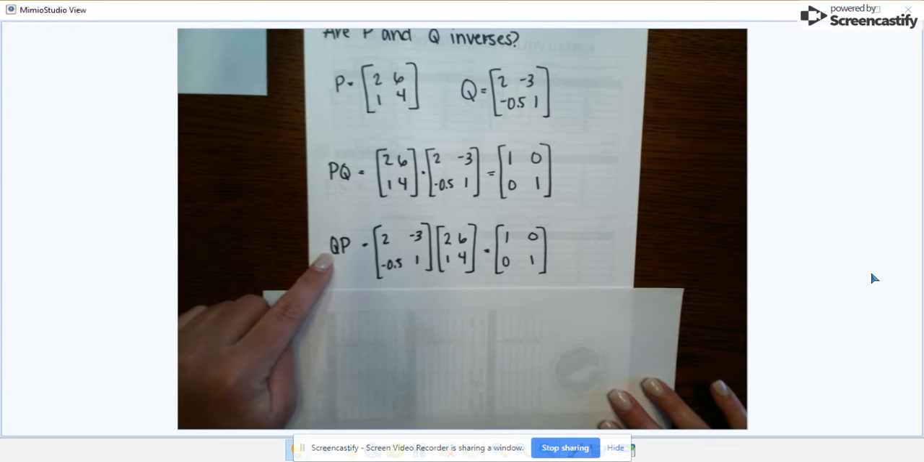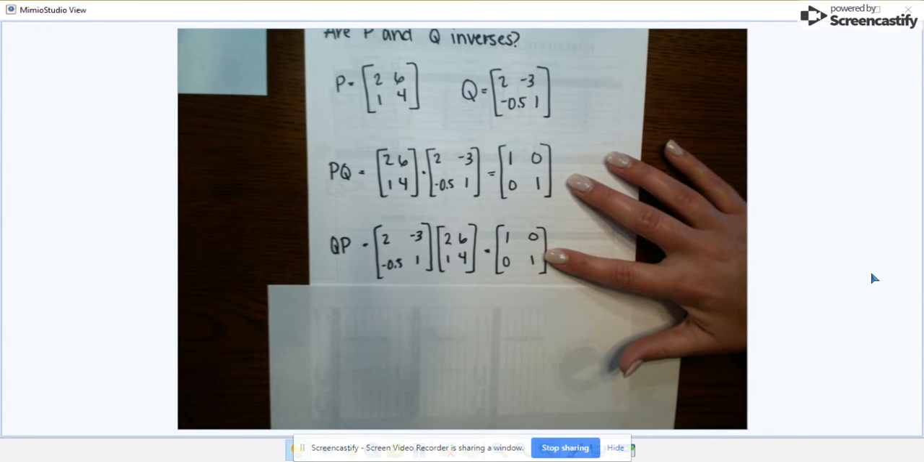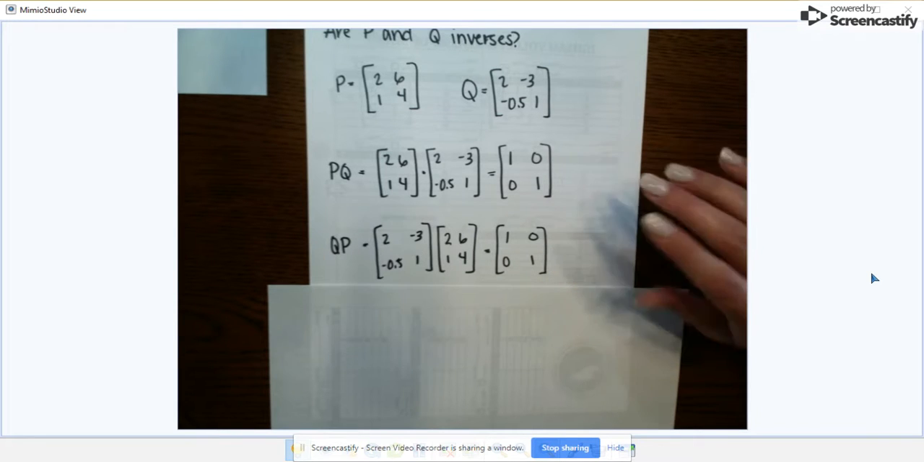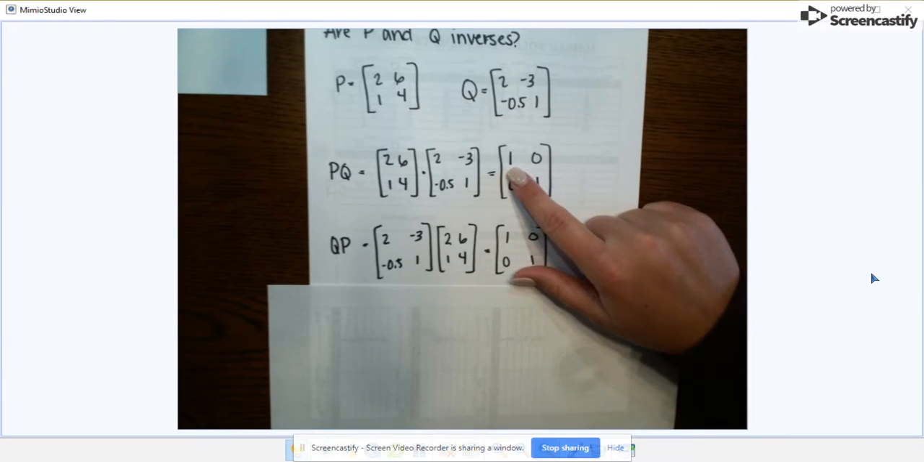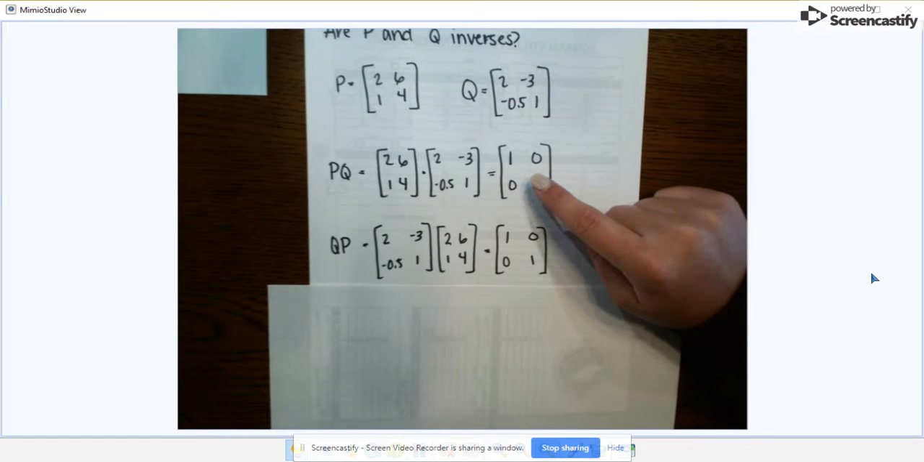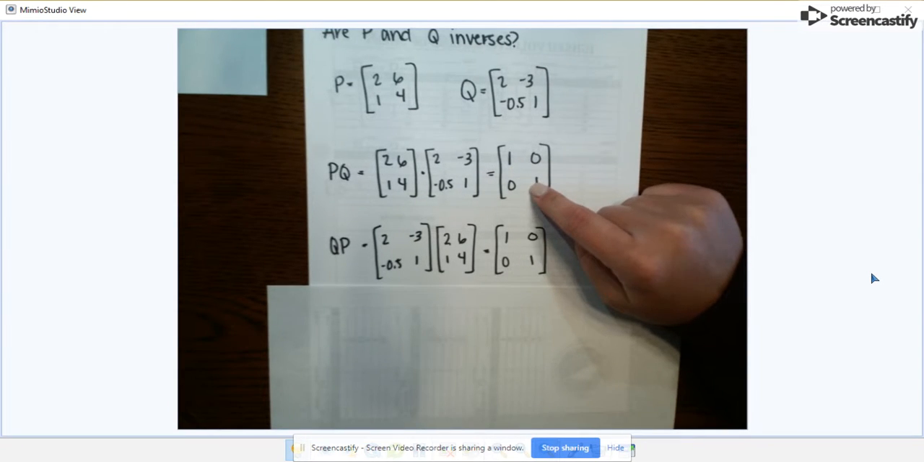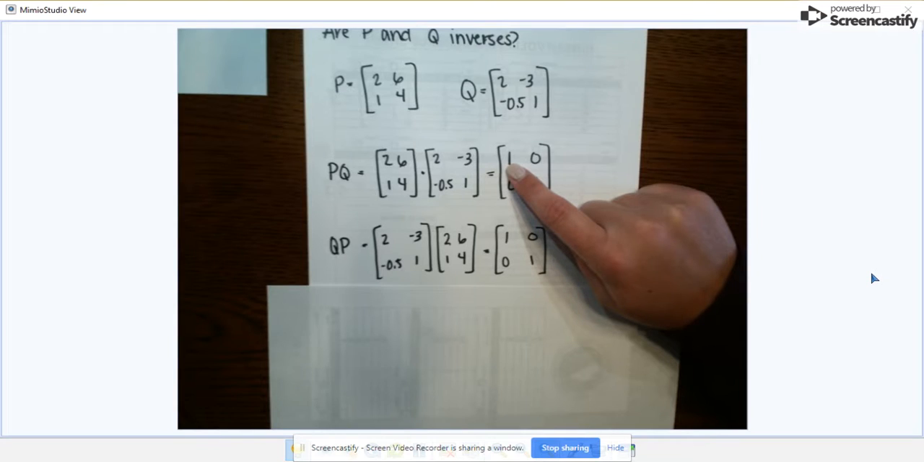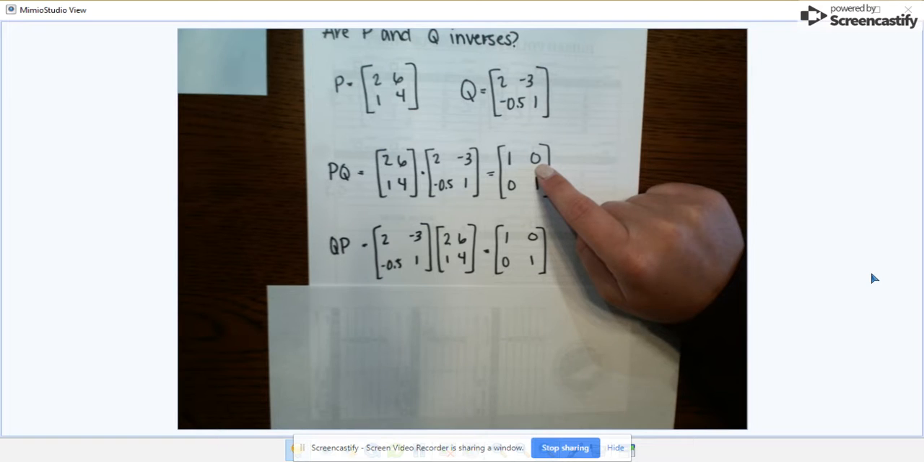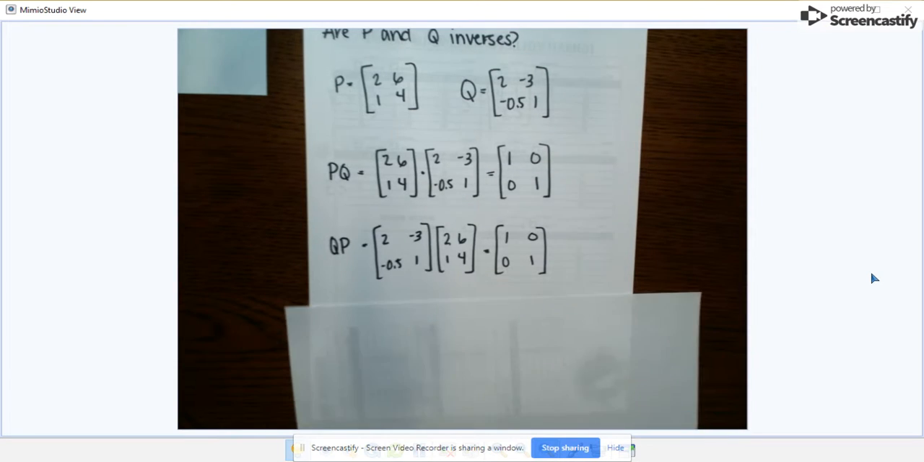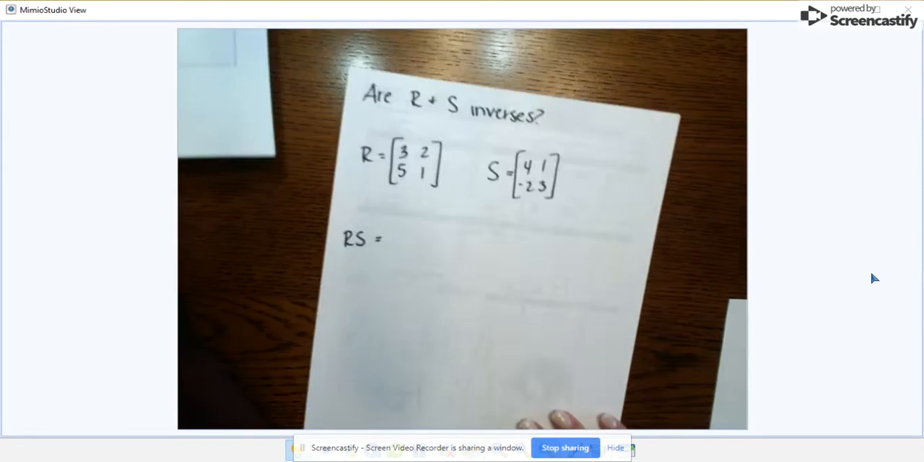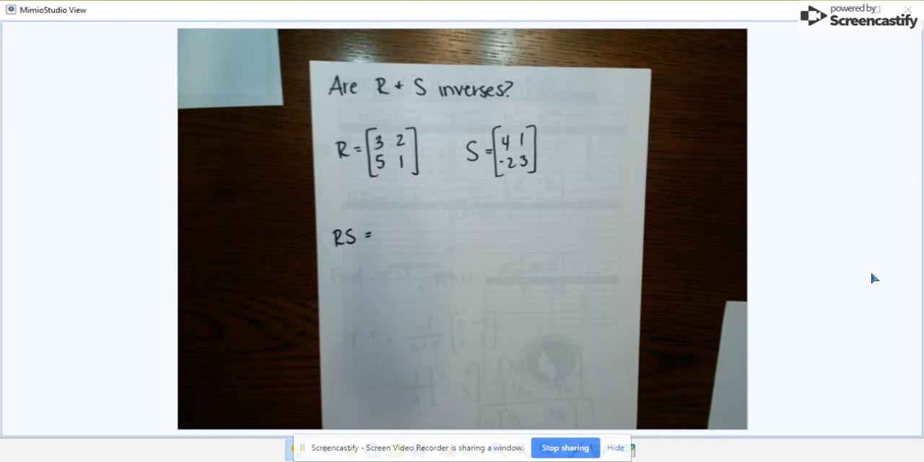Because both PQ and QP give the identity matrix, we know that P and Q are inverses of one another. If you had multiplied even in your first time and gotten like a 7 here, you can stop right there, because the only way for them to be inverses is if we get the identity. And if that's anything other than a 1, you can stop. Likewise, say you got a 1 and then you came over here and it was a -4. Again, you can stop, because in order to be inverses, this must be a 0. So knowing that, I want you guys to tell me, are R and S inverses of one another?